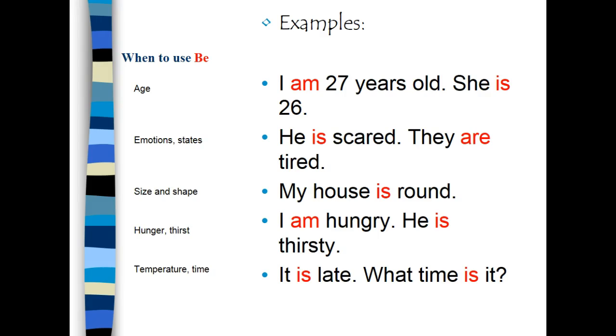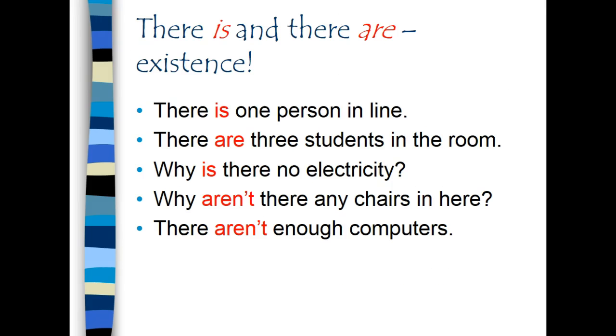For temperature and time, it is late. What time is it? There are other uses, of course, for the verb to be. These are just some basic ones. We also use the verb to be for the expressions of existence. There is and there are.